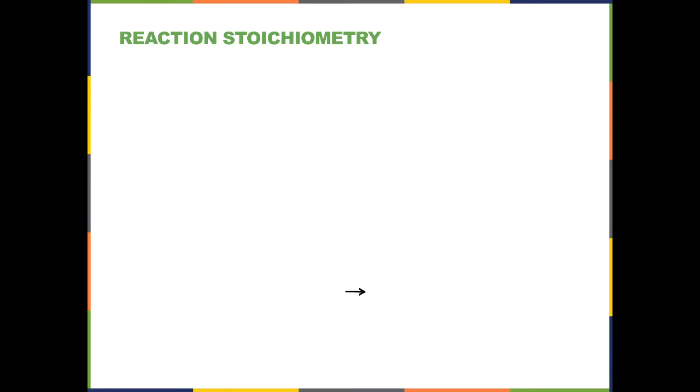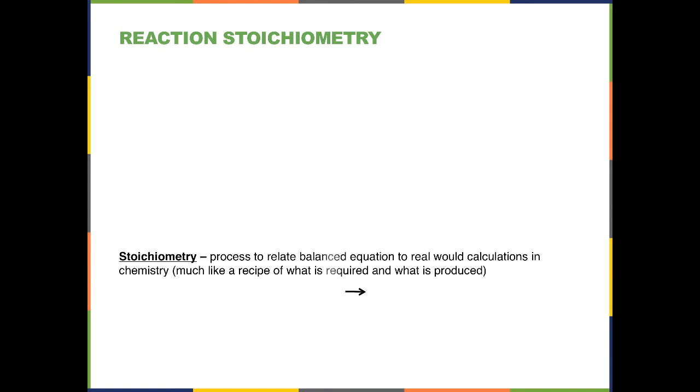Now let's look for a second at what reaction stoichiometry means. Stoichiometry is the process to relate a balanced equation. Remember, in all my discussion up to this point, I've talked about a balanced equation. And it relates a balanced equation to the real-world calculations in chemistry. And this works very much like a recipe in cooking. What is required and what is produced.